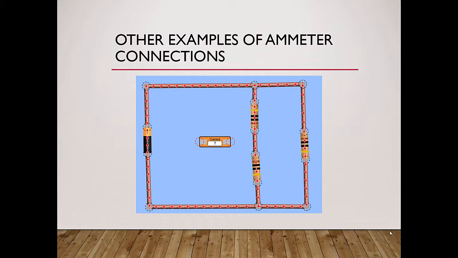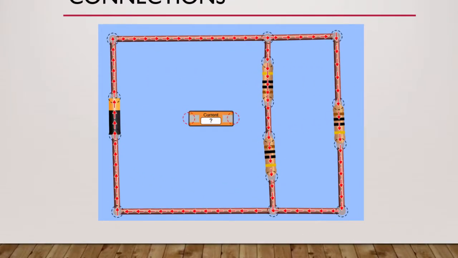What about this? If I want to find the current flowing over here, or if I want to find the current over here, where would I place the ammeter?